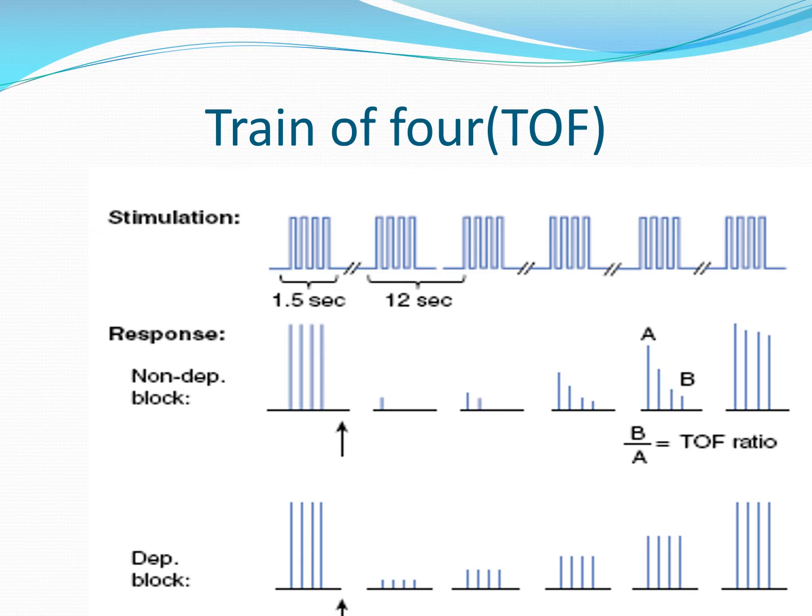In contrast, in the last figure, the depolarizing block, the four twitches decrease to the same extent. There is no difference in the height between the four twitches. And this is called no fade. While in the previous diagram of non-depolarizing relaxant, the amplitude of the four twitches differs. And this is called fade in the response to non-depolarizing relaxant.